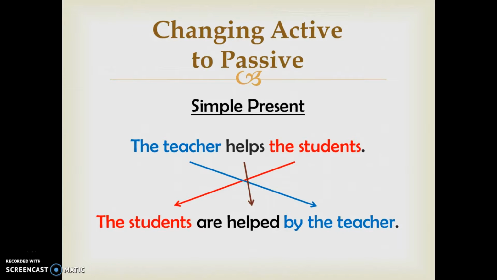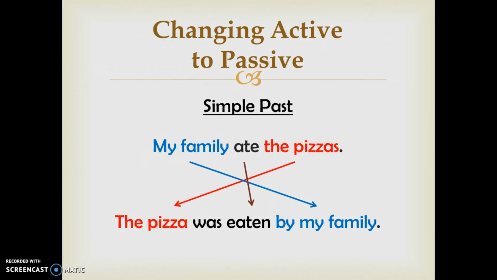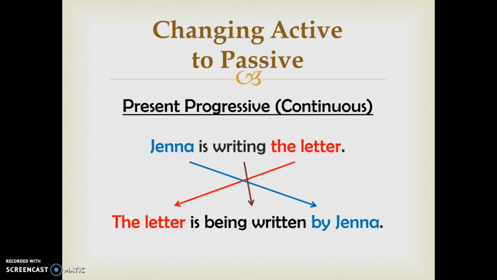So here are a couple examples from each of the verb tenses. Changing an active sentence to a passive sentence. Here's using present simple. The teacher helps the students becomes the students are helped by the teacher. Here's a simple past tense example. My family ate the pizzas becomes the pizza was eaten by my family.